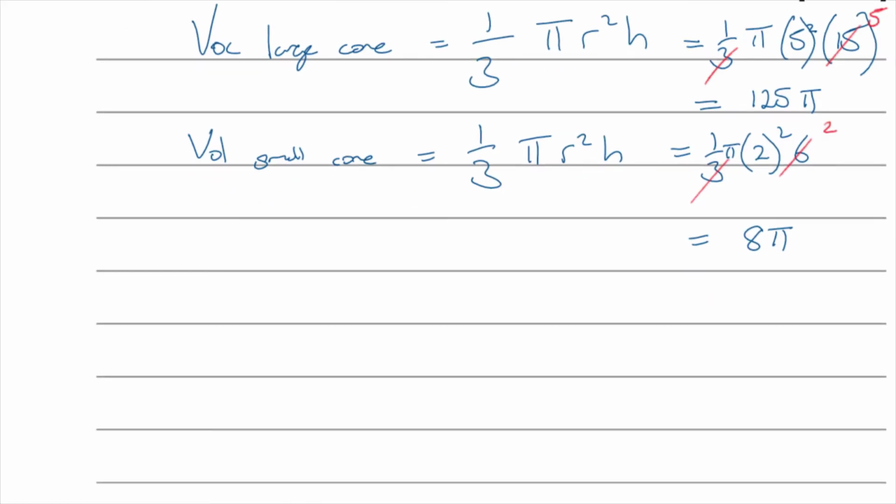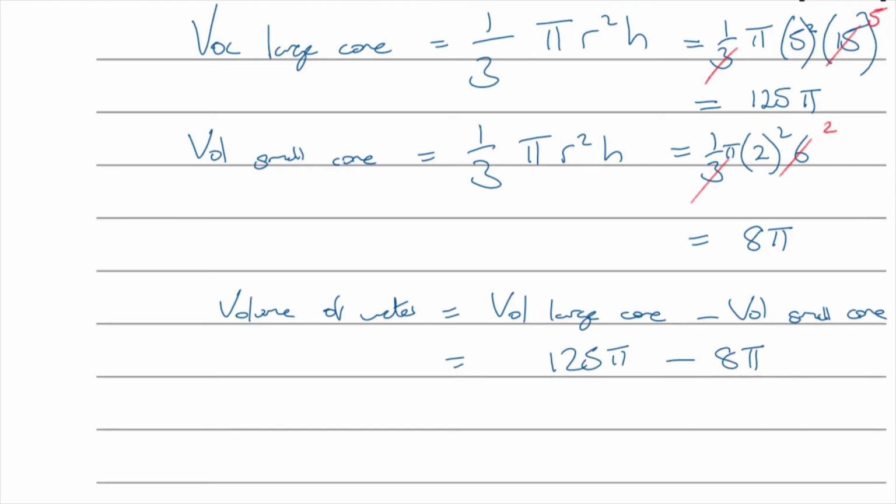Okay, so then the volume of the water is going to be the volume of the large cone take away the volume of the small cone, which is going to be 125 pi take away 8 pi, which leaves us with 117 pi.